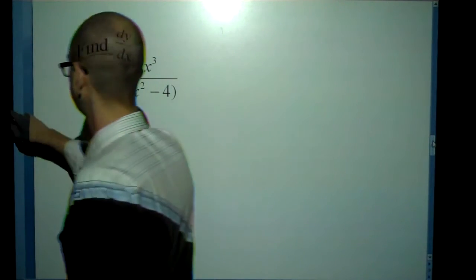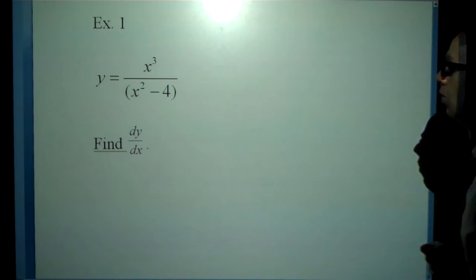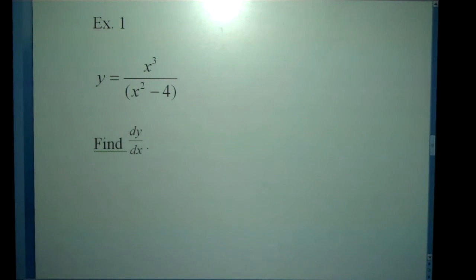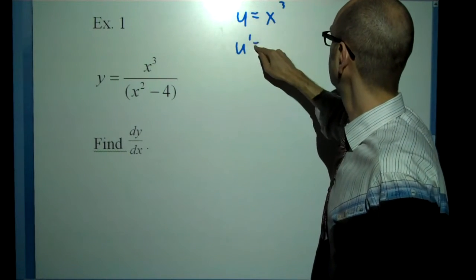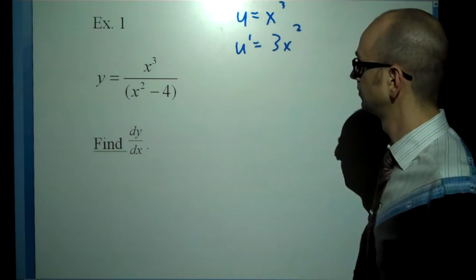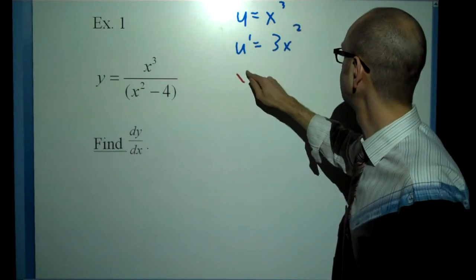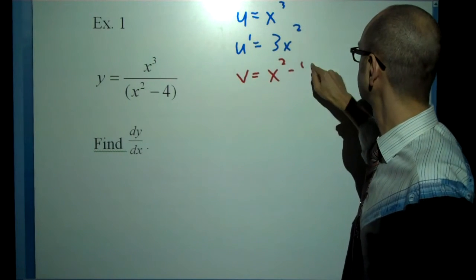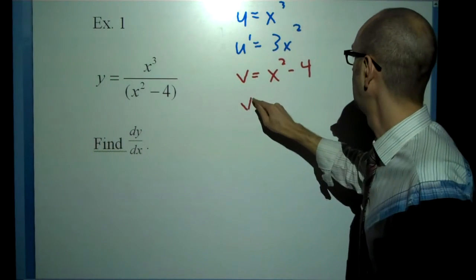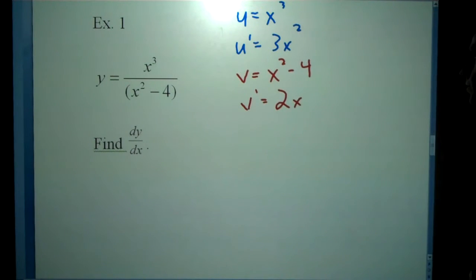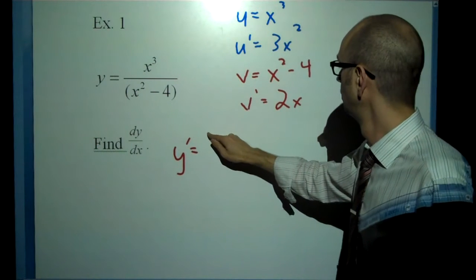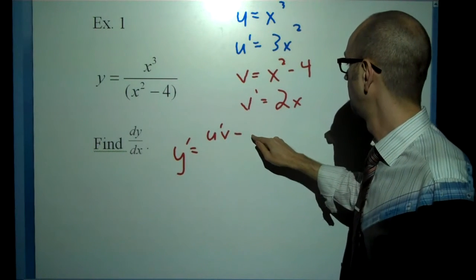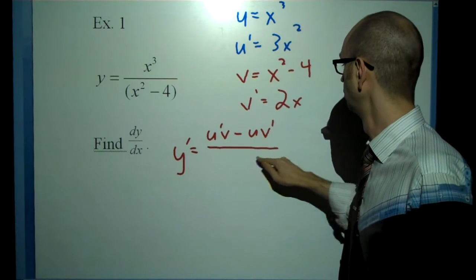Alright, let's go through this one together. y equals x cubed over x squared minus 4, so clearly my u is equal to x cubed. My u prime is equal to 3x squared. My v, which was in the denominator, is x squared minus 4. v prime is equal to 2x. The quotient rule says that the derivative is going to be equal to the derivative of u times v minus u times the derivative of v, all over v squared.